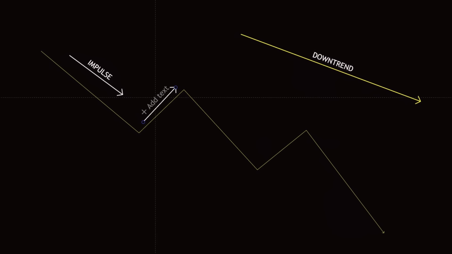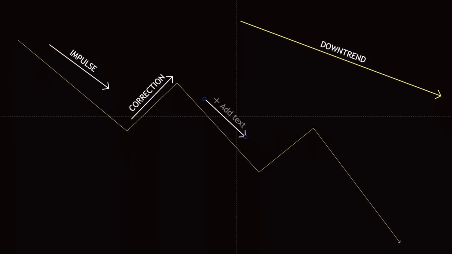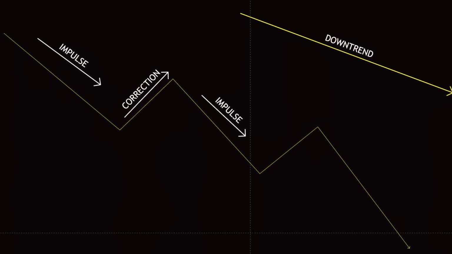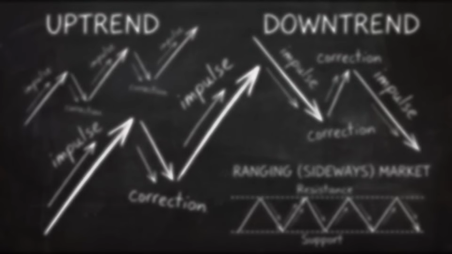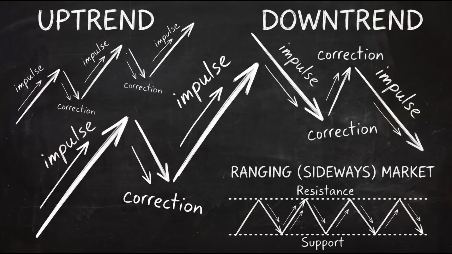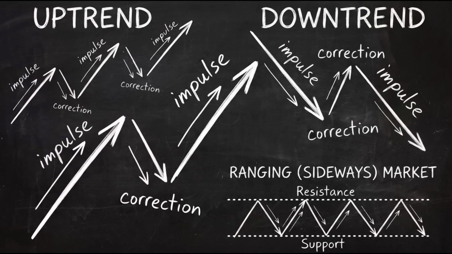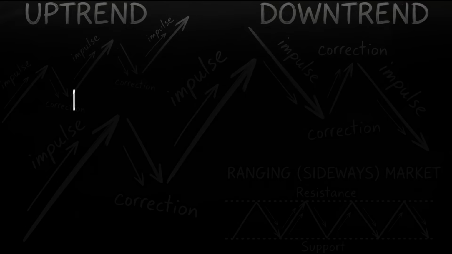Correction waves are the opposite. They are temporary pullbacks where the market pauses, retraces, and absorbs liquidity. They're not reversals. They're pauses inside the trend. So in an uptrend, you get impulse up, correction down. And in a downtrend, it's the same thing flipped. Impulse down, correction up. Once you can separate those two, the chart stops feeling chaotic because you're not reacting to candles anymore. You're reading phases of behavior.